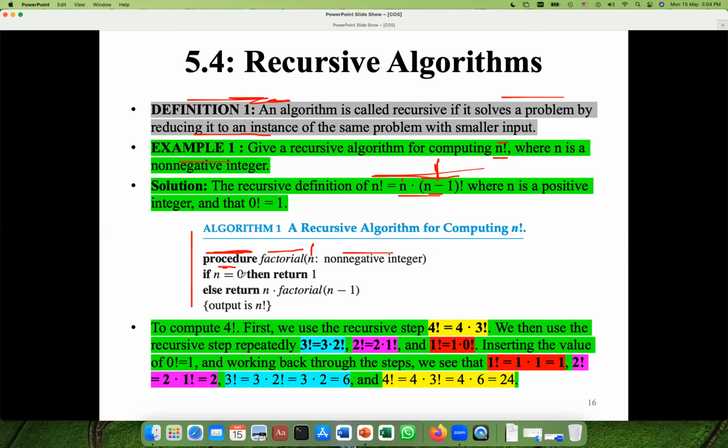So if n is equal to 0, if the condition is true, then what? Return 1. You will come out of this whole algorithm and the value will be returned as 1. 1 will be returned as an answer, as a result of this algorithm. So I have the 5. So my 5 equal to 0. This is condition. No, 5 is not equal to 0. So then the condition is not true. So I will go to the next part, this part.